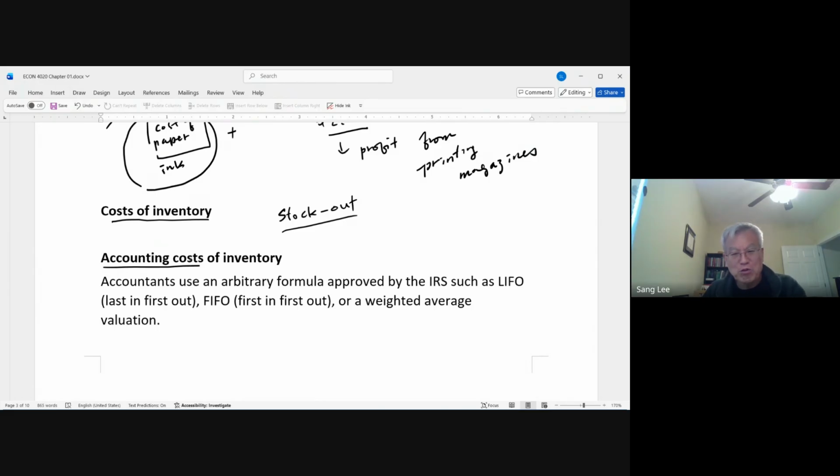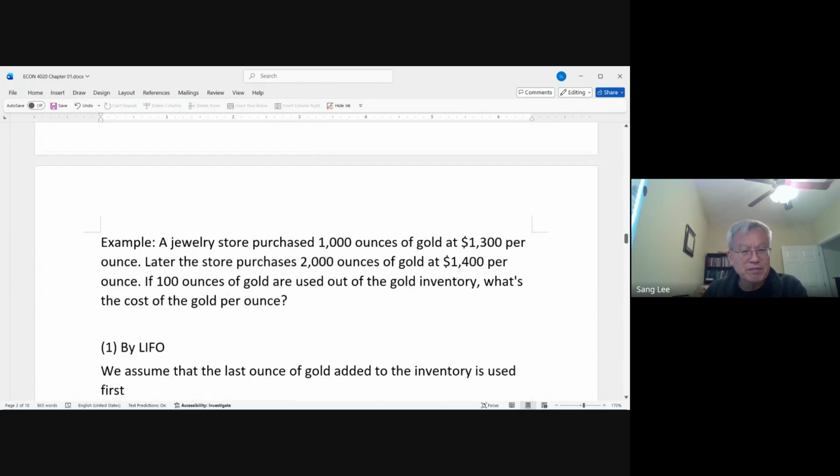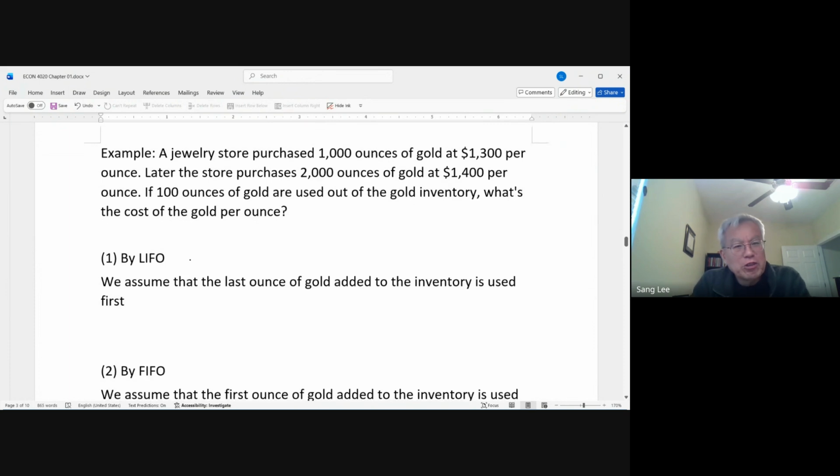Okay, so how do we do this? First, let's use this example. A jewelry store purchased 1,000 ounces of gold at $1,300 per ounce. Later, the store purchased 2,000 ounces of gold. At this time, the price was $1,400.